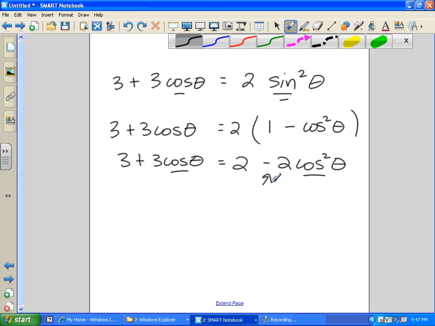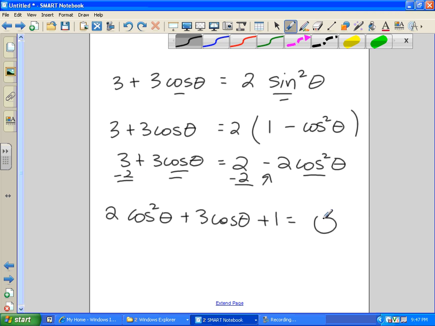The negative 2 cosine squared theta is going to go to the left side, so that's going to make it positive. So it would give me 2 cosine squared theta. Let's bring down this 3 cosine theta. Notice it's not changing to minus here because I'm not switching sides with it. And now we're going to subtract 2 from both sides, and that's just going to give me a positive 1. Basically what happened there is we moved everything over to the left side so it could equal 0.